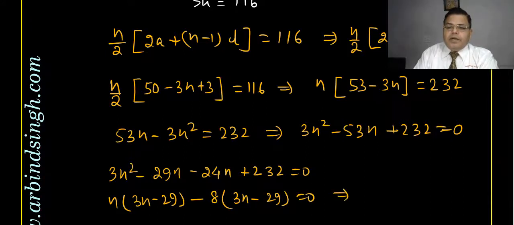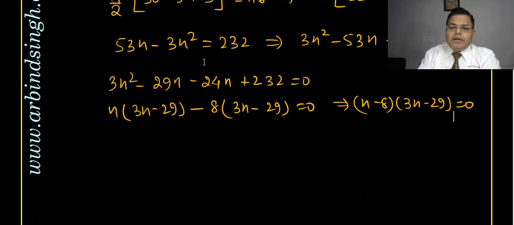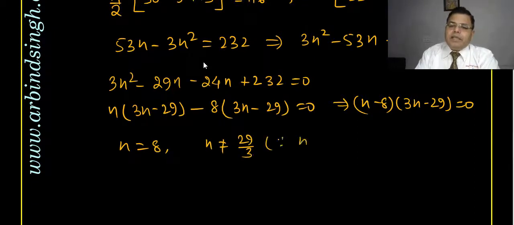So here, either n minus 8 or 3n minus 29 is equal to 0. So n is either 8 or 29 by 3. N is 8, since n cannot be a fraction.